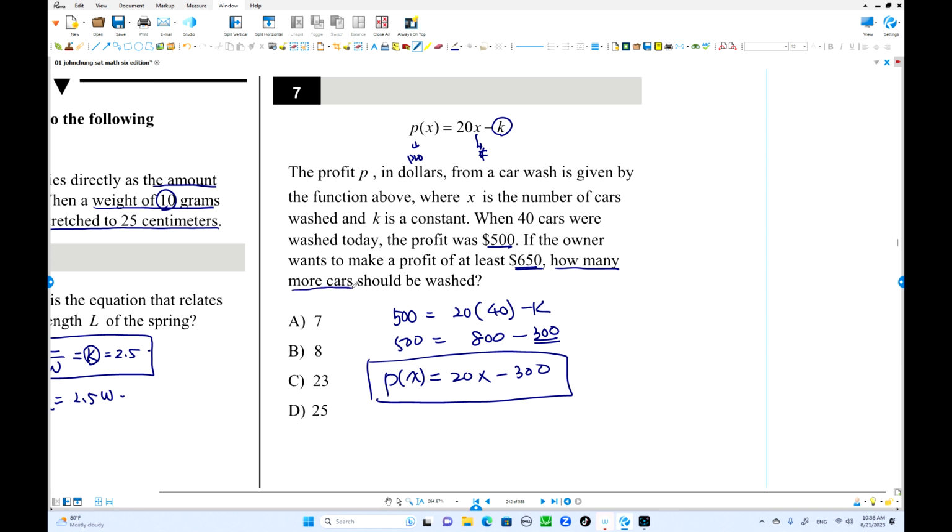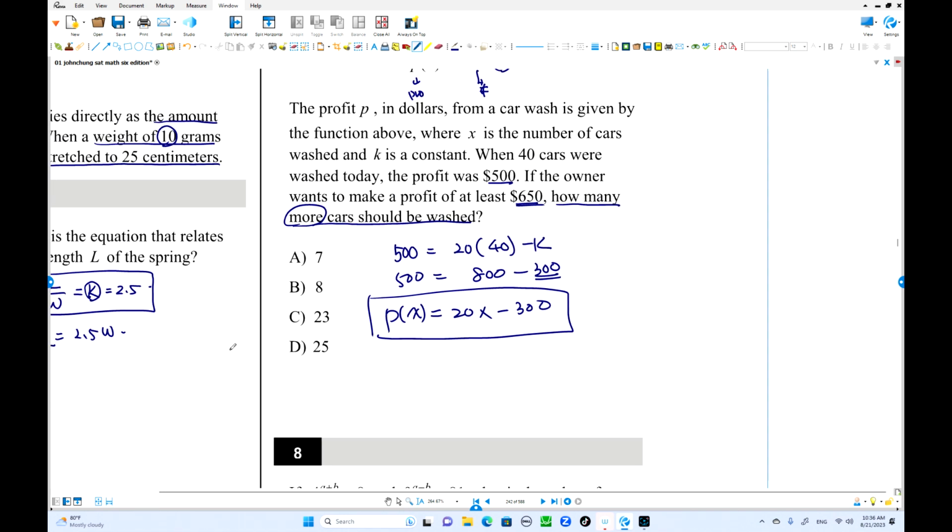How many more cars? There's more cars, okay, should be washed. Okay, not how many cars, okay? Yeah, that is SAT. Sometimes there is some trick, okay? So this one should be graded at least 650. So 20x graded is 950. When you divide by 20, that equals 47.5, okay? But the number of cars should be an integer. So the least integer, okay, x equals 48.